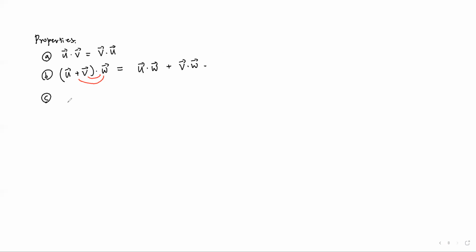C, a number times u, then dot w. It is equal to u dot w first, then multiply by the number c. And also we can move c to w. Same.